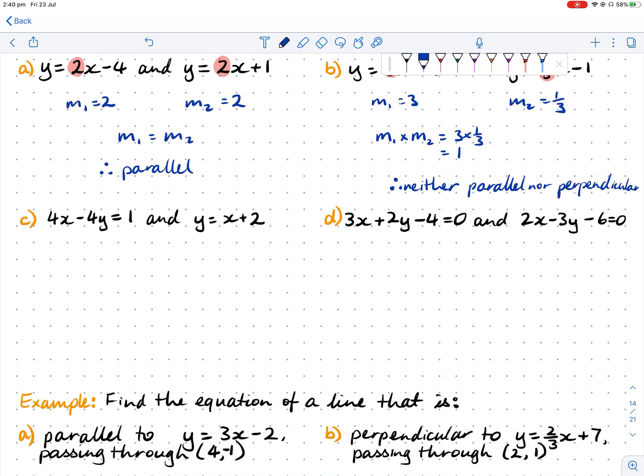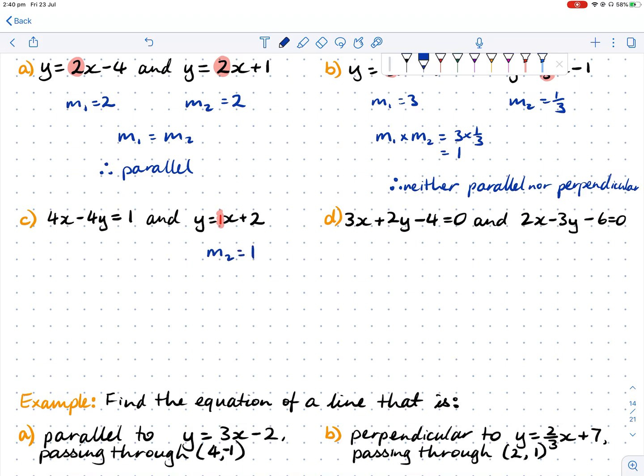If we come to the next question, the first one hasn't been given in gradient intercept form, so we're going to need to do some rearranging on that. The second equation has been given in gradient intercept form, so we can write this one out first. The coefficient of x is going to be 1, so we know m2 is going to equal 1.